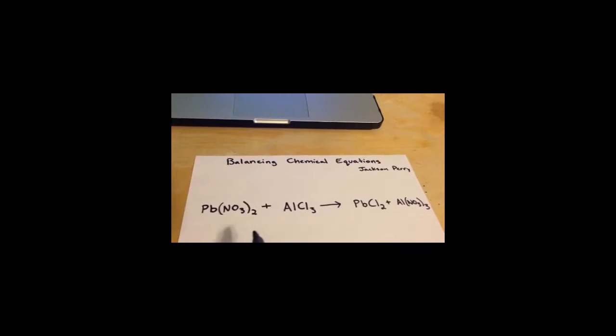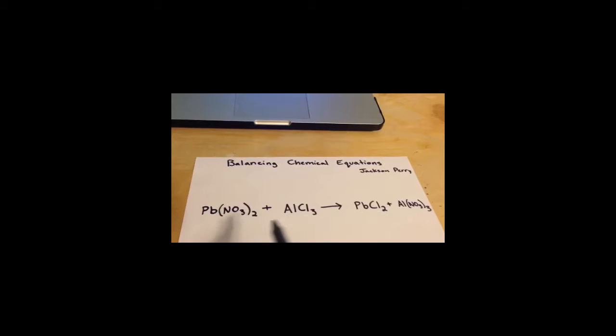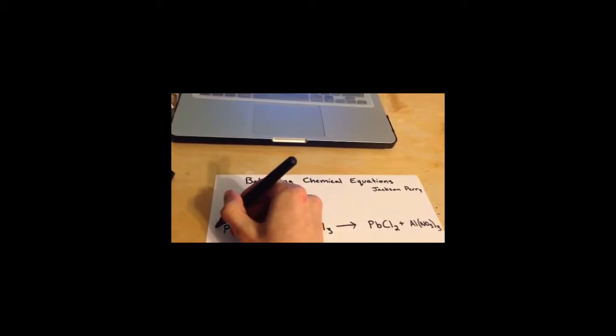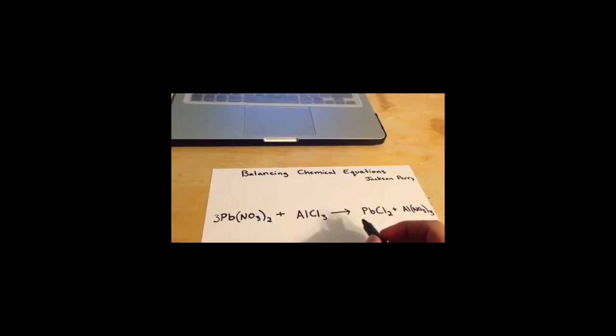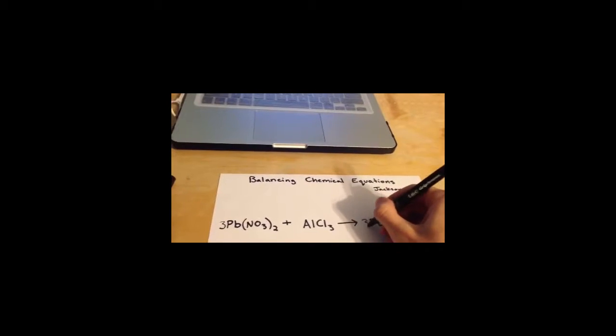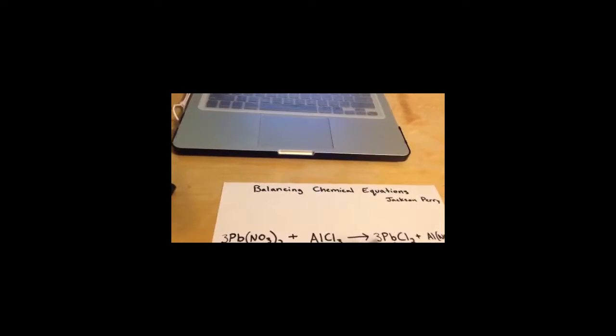Now the lowest common multiple of 3 and 2 is 6. In order to make this a 6, we'll put a 3 right here, but now we have 3 leads. So we go to the right side and put a 3 in front of this one to match 3 leads.